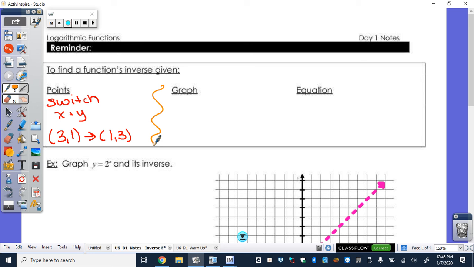Whatever was your x becomes your y. Whatever was your y becomes your x. You just flip-flop them. If we have a graph, how do we find the inverse?